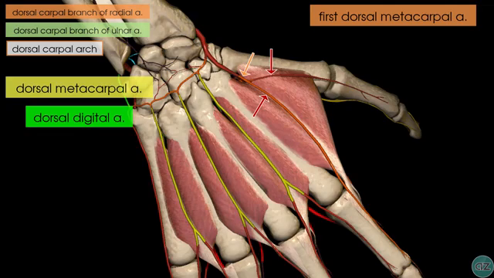That's it for the arterial supply to the hand and the wrist. We've taken a look now at the various different branches of the radial and ulnar arteries, and we've looked at how they contribute to the superficial and deep palmar arches, and how they anastomose on the dorsal surface of the hand to supply the hand and the wrist.